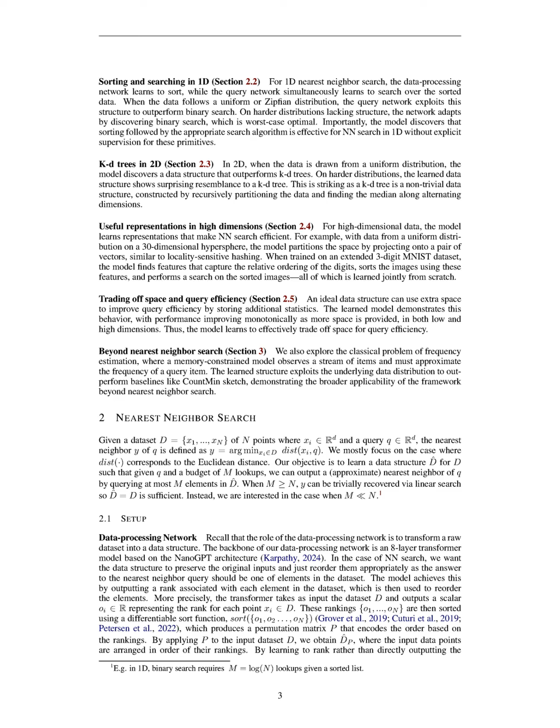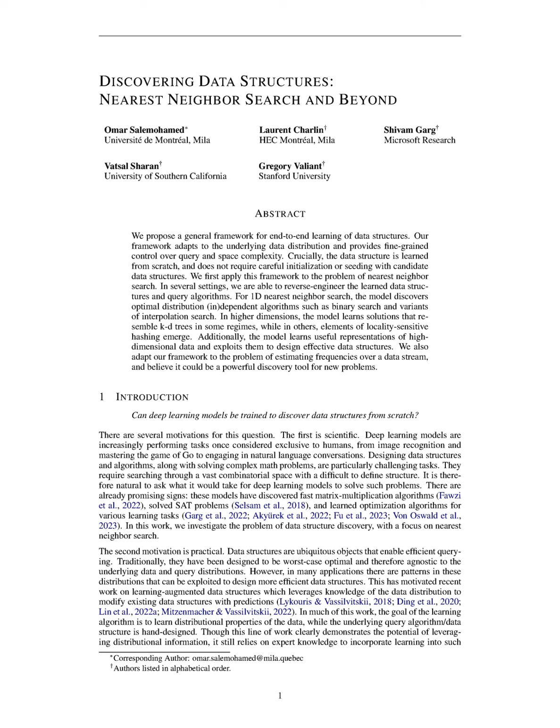When a query, Q, is made, the query execution network utilizes this sorted structure to perform lookups. It learns to start its search closer to the nearest neighbor based on the distribution of the data, outperforming traditional binary search. This end-to-end training allows the model to adaptively learn both the sorting and searching processes without explicit supervision, demonstrating its capability to construct efficient data structures and retrieve nearest neighbors effectively.